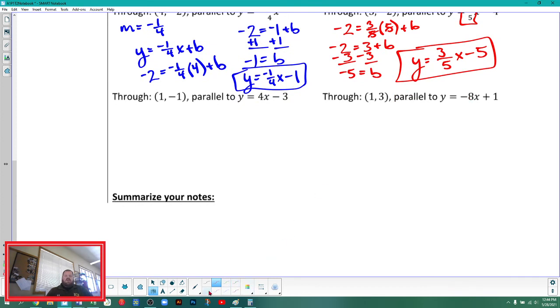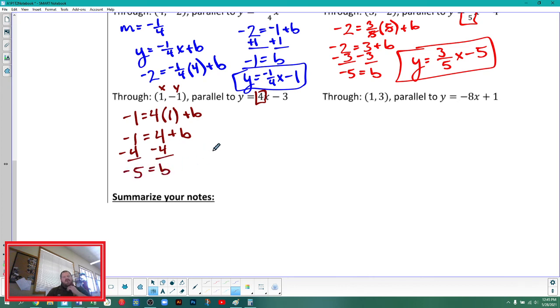On my next one here, I know that it goes through the point (1, -1), and it's parallel to y equals 4x minus 3, which means that it has a slope of 4. So we'll put our values in, put my x and y in. I haven't been doing this, but I could. -1 is equal to 4 times 1 plus b. That means -1 equals 4 plus b, and we get an answer we've actually already had. -5 is my y-intercept. But the equation is going to be y equals 4x minus 5.